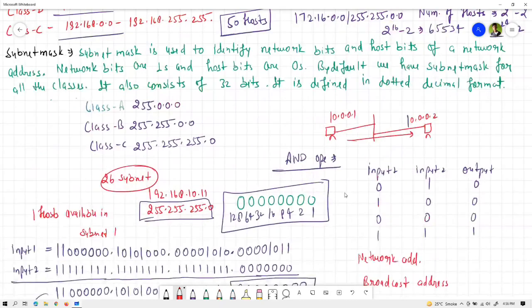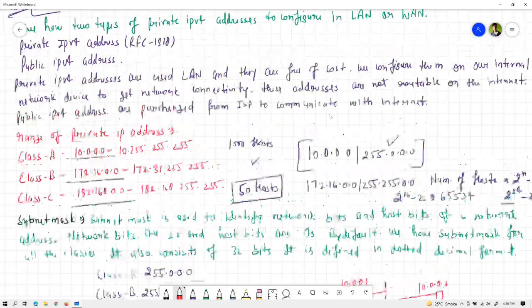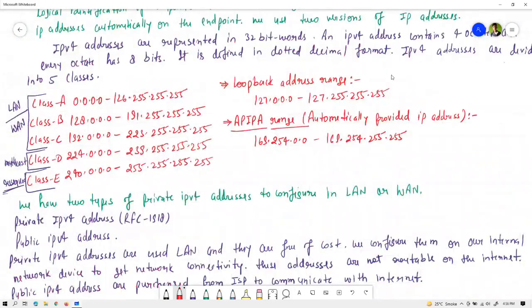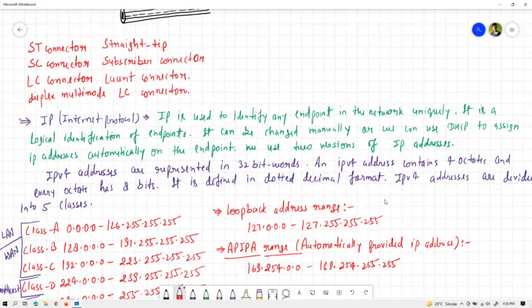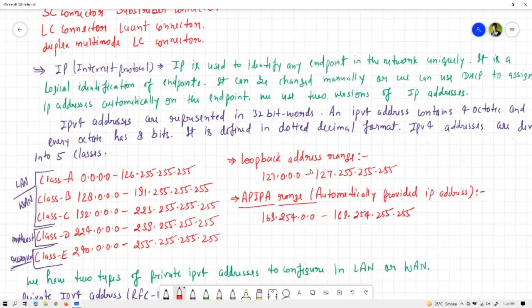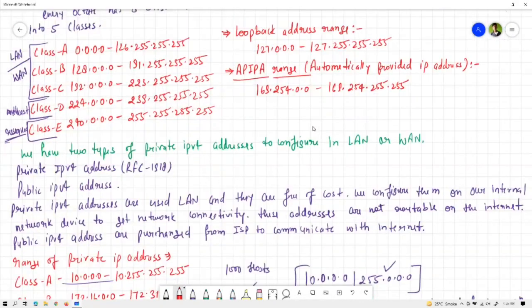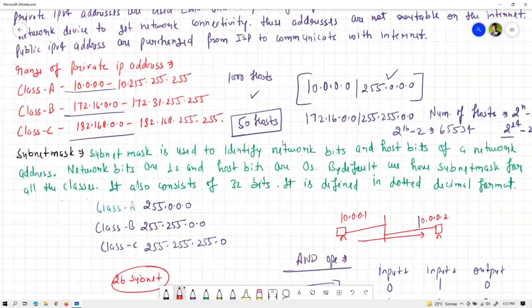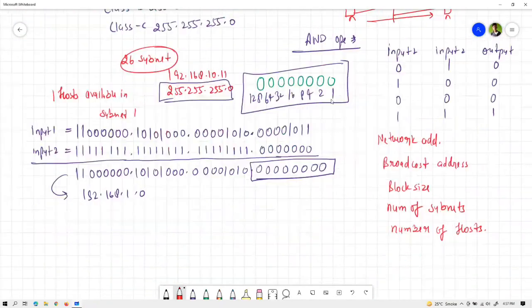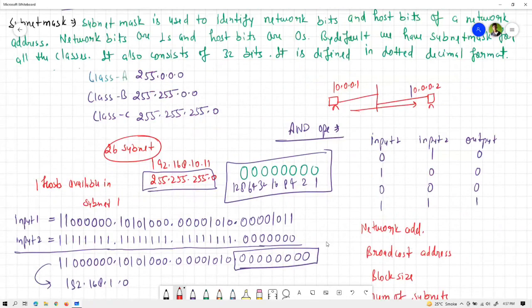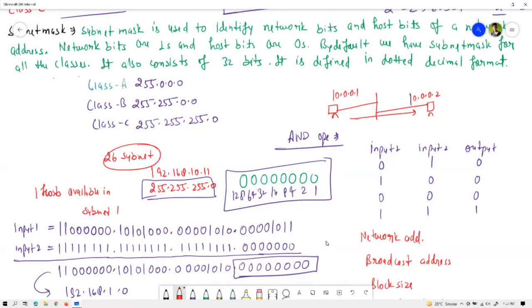Clear? Any doubt in today's class? IPv4 addresses or these cable types? We are good actually. Was very helpful. Yeah, we are just doing a recall kind of thing. I know you guys have worked on networks, so you learned these things a very long time ago, right?